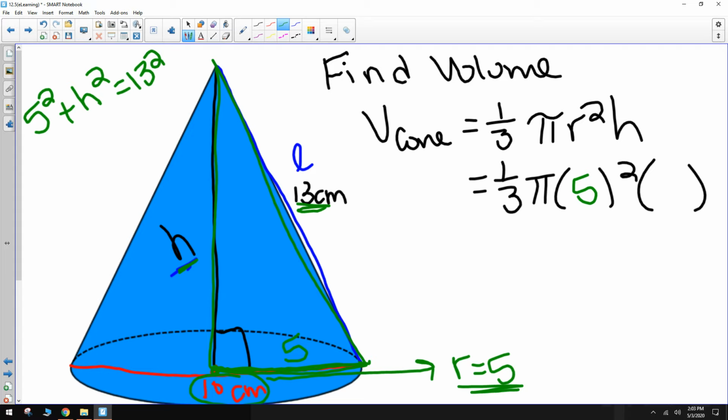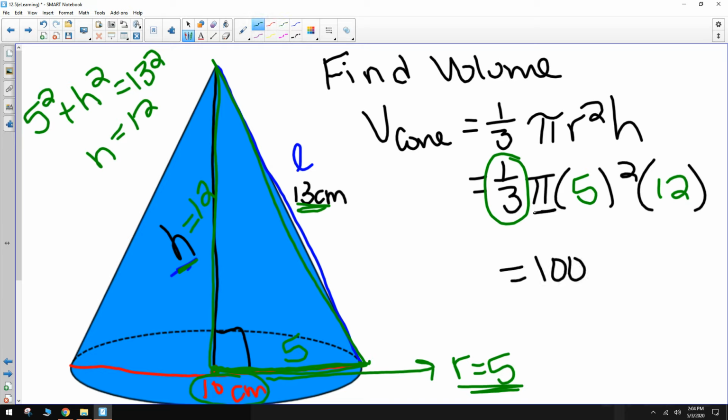All right. When I solve for h, I get 12. So my h here equals 12. So I'm going to put 12 here. And when I multiply that all together, when I multiply the 5 squared times the 12, I get 300. And then I have to divide by 3 or multiply by 1/3 if you want to use the fraction button in the calculator. When I do that, I get 100. And I just have to remember to put pi next to it, and my units is centimeters cubed.